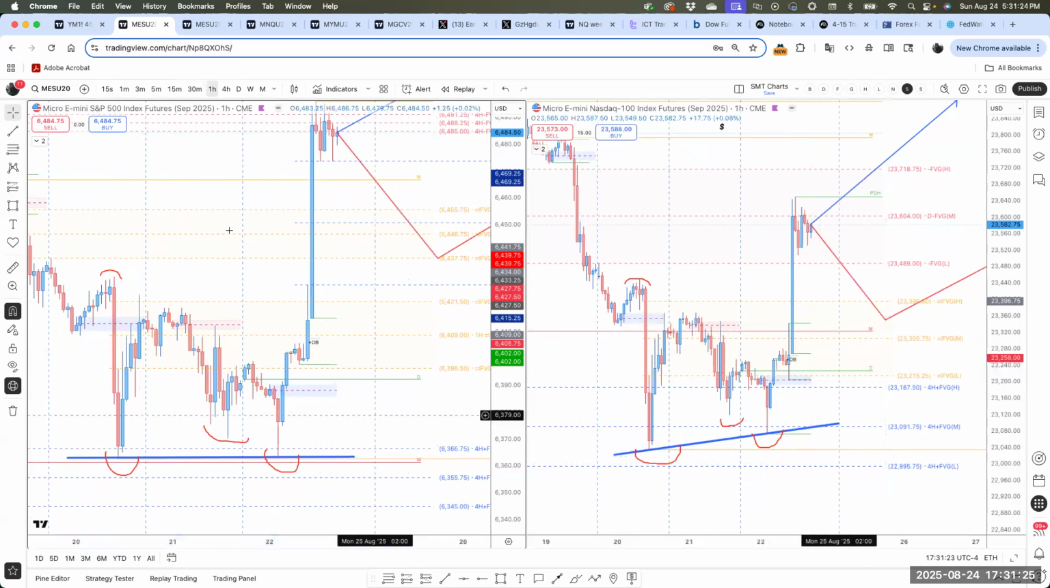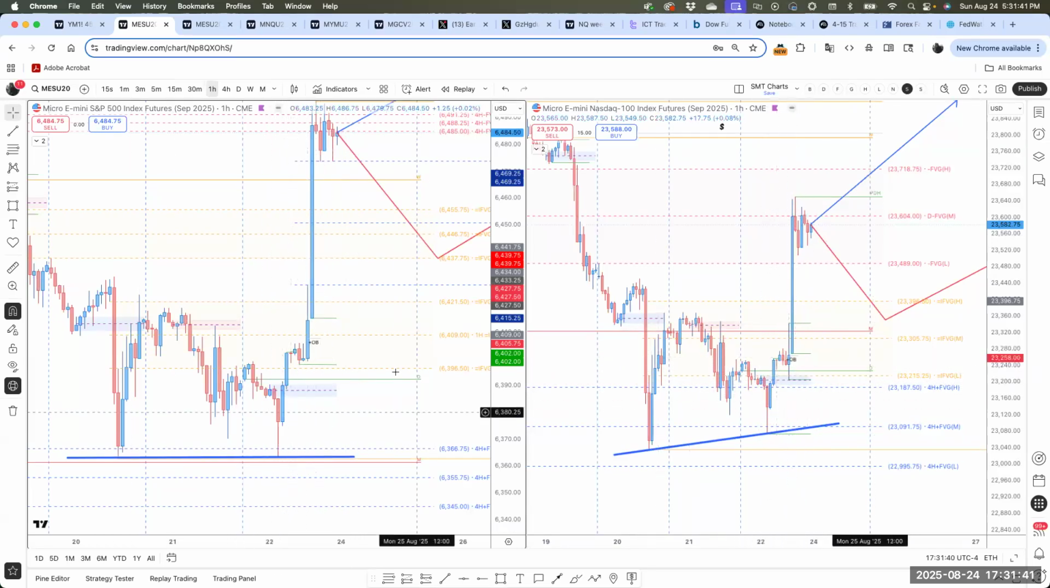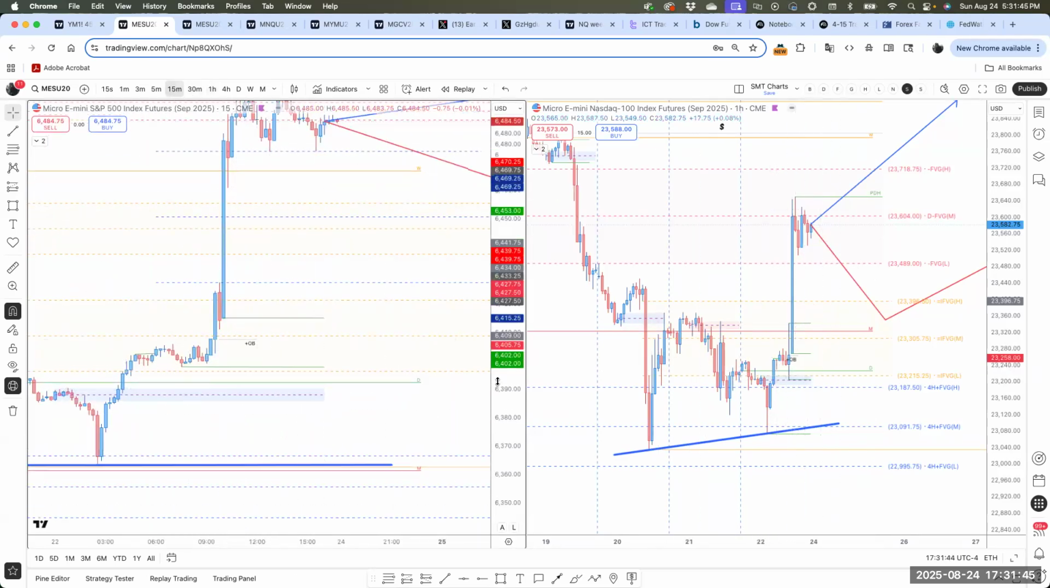So I'm gonna clear this off because that's lining up with the higher time frame, right? That's lining up with the higher time frame. Now, if we go to this move on Friday, right? We're gonna go to the 15-minute chart.